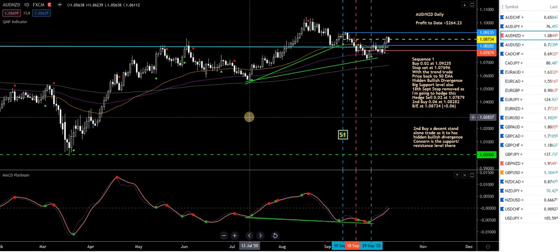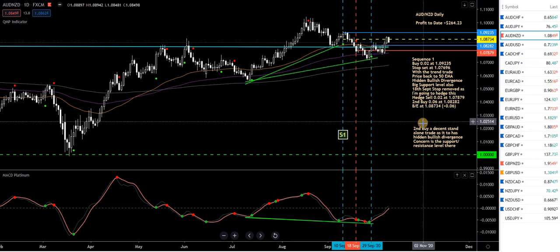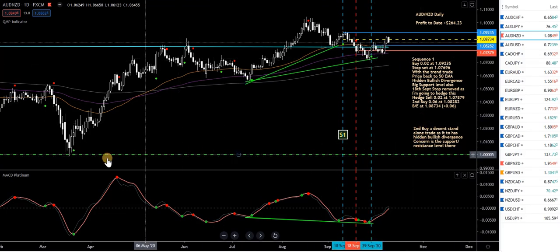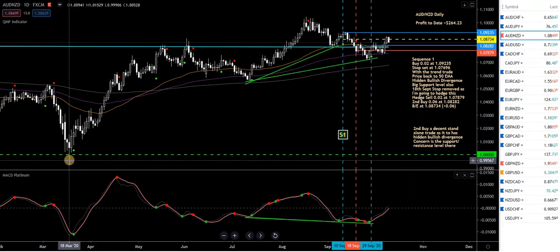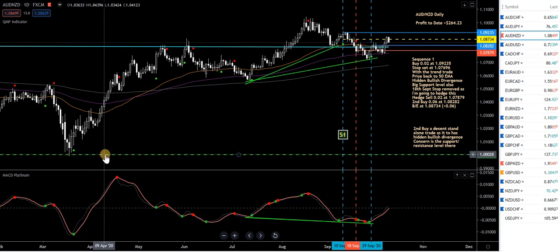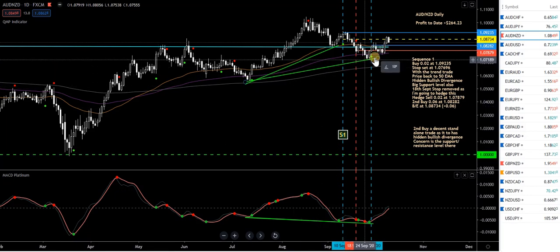And even the second buy trade was based on the same hidden bullish divergence. You can see I've written that there. This green line is parity. I'd sometimes draw these lines in just for big numbers. In this case, it's 1.000, as you can see there, so it's a big number.